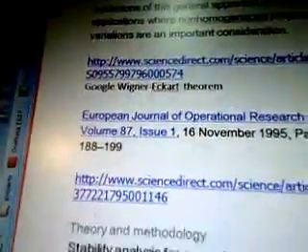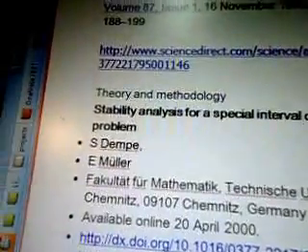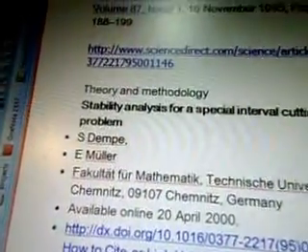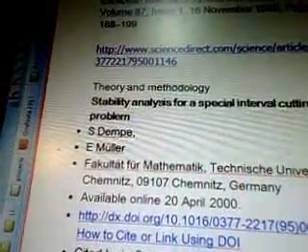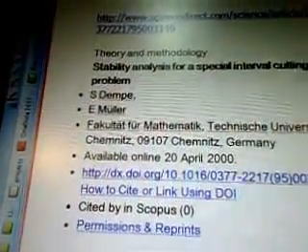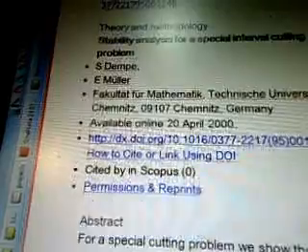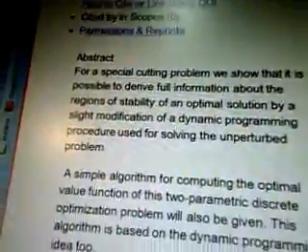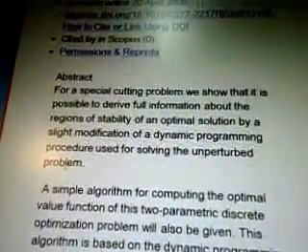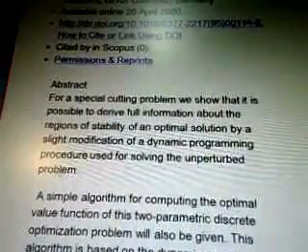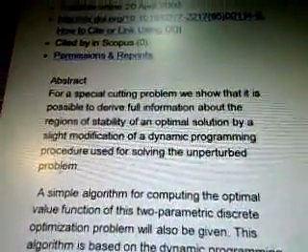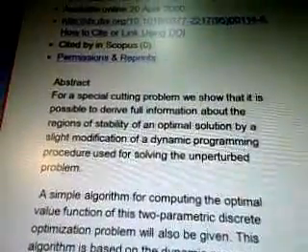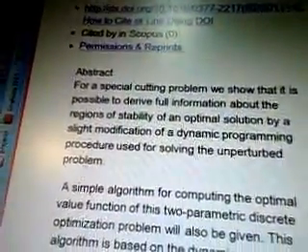This European Journal of Operational Research came up from Science Direct. Theory and methodology, stability analysis for a special interval cutting problem from S. Dempe, E. Mueller. Looks like it's from Germany. For a special cutting problem, we show that it is possible to derive full information about the regions of stability of an optimal solution by a slight modification of a dynamic programming procedure used for solving the unperturbed problem.